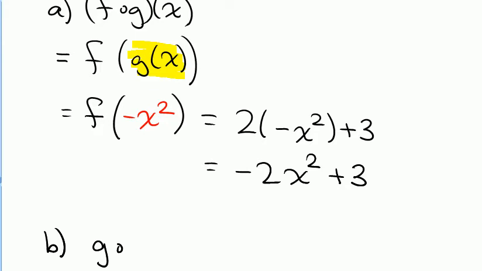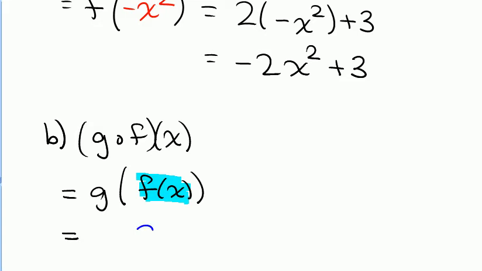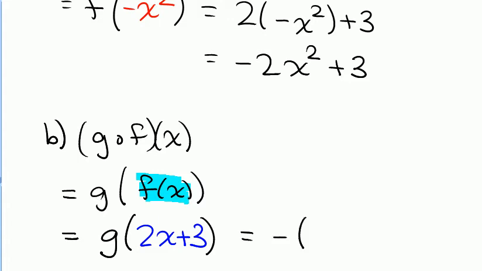Then we're going to find g of f of x. Again, we're going to rewrite it as g of f of x. So now we're taking f of x, which we know is 2x plus 3. And the 2x plus 3 is going to be plugged in for the x into the g equation. So this is going to be the opposite of 2x plus 3 squared.